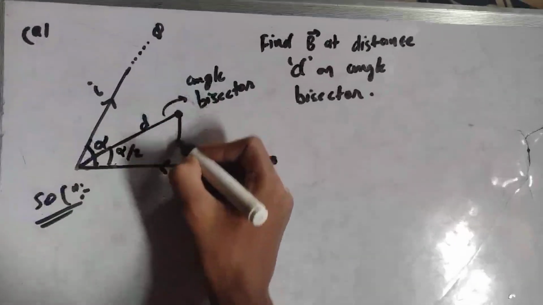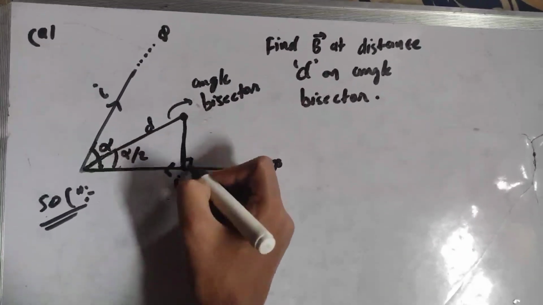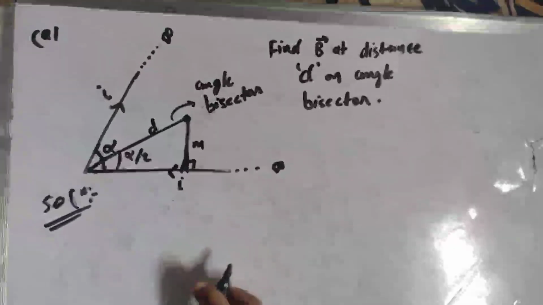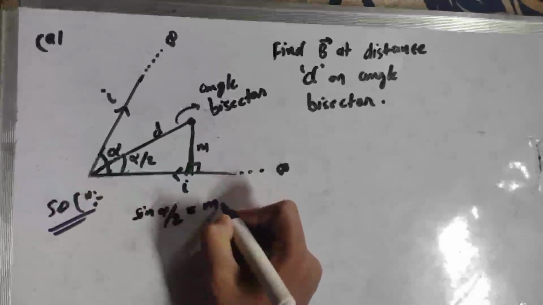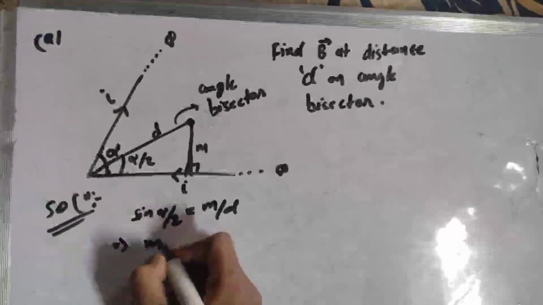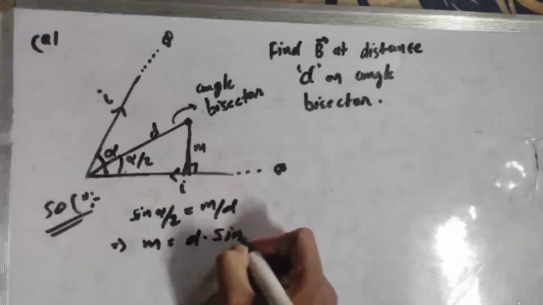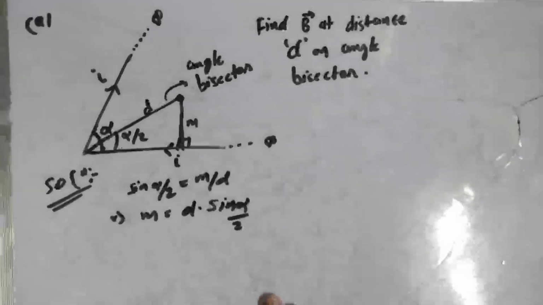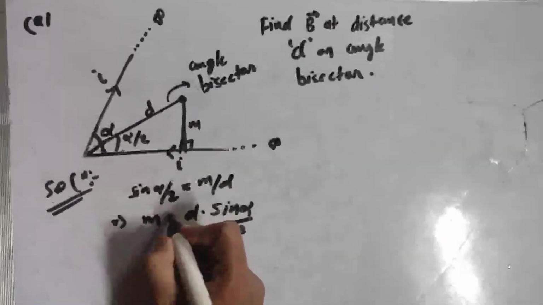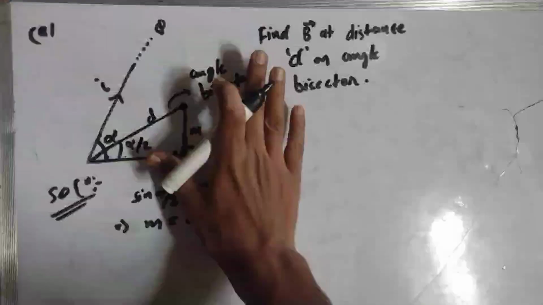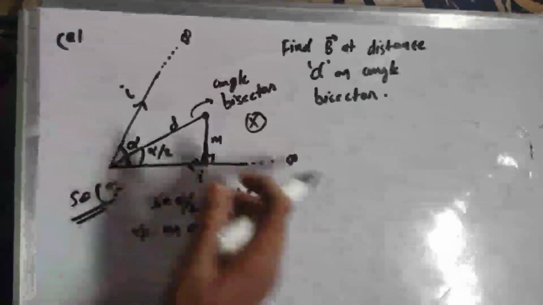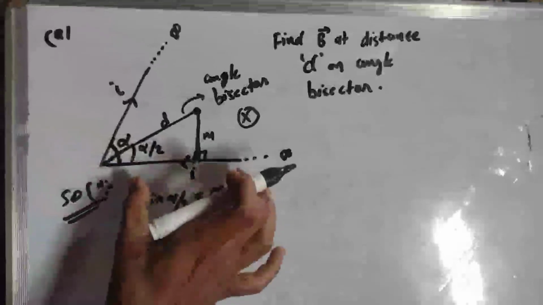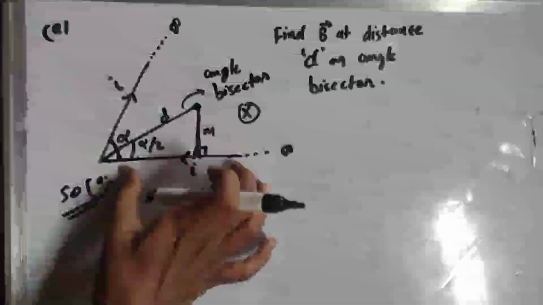Now we have to find again the perpendicular distance. This is a perpendicular distance. Let's call this distance m. Then we know that sine alpha by 2 equals m by d, then m equals d into sine alpha by 2. So we got our perpendicular distance. Now the direction, because of both is in the same direction, that is inside the plane. Because both are infinite wires, we can simply find magnetic field because of one wire, and multiply it by 2.